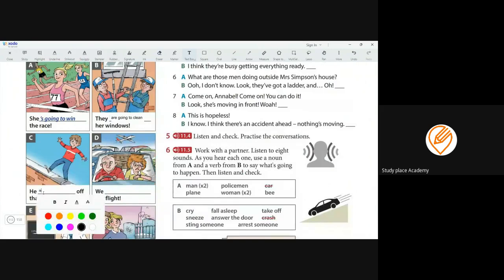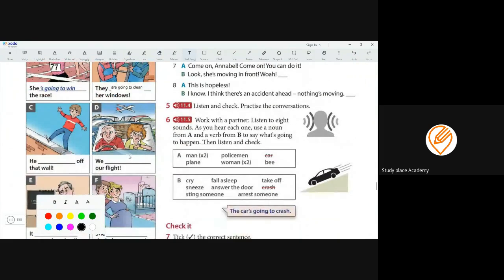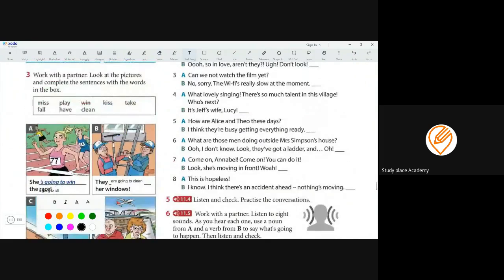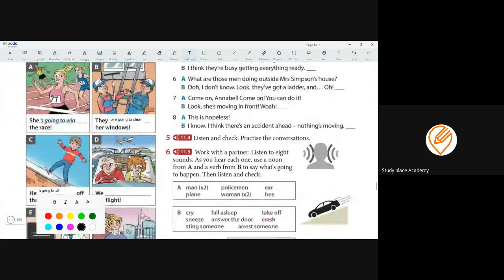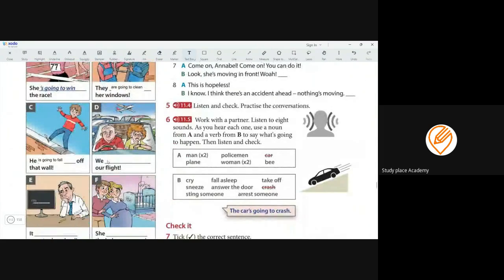He is going to fall. We are going to miss our flight. They are afraid that they are going to miss their flight.